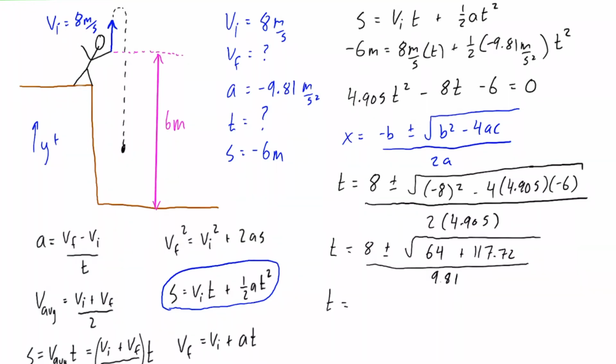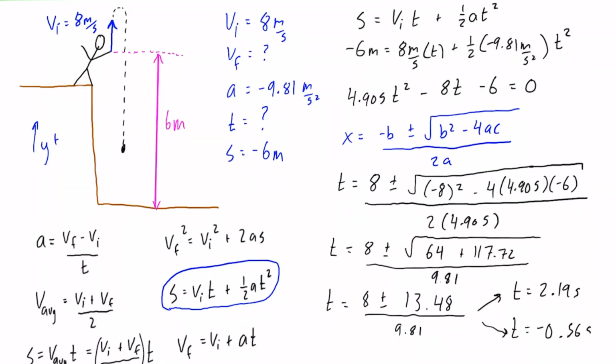So we have t is equal to 8 plus or minus, if we simplify what's under the square root sign here, we have 13.48 over 9.81. So we get t is equal to 2.19 seconds, or the other root would be t is equal to -0.56 seconds. Now, because we're dealing with time, we can obviously delete the negative value here, and we're left with time being equal to 2.19 seconds.